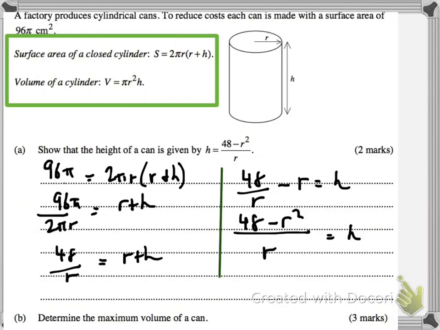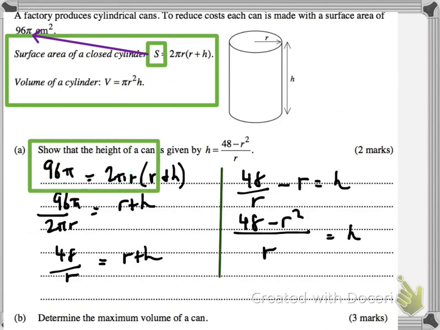as they have here. Okay, so it says show that the height of the can is given by 48 minus r squared over r. Well, we know the surface area, S there, we know that's 96 pi. So you can see what I've done there is I've substituted in 96 pi for S. Pause the video if you wish, you can work your way through, and eventually we get to there.